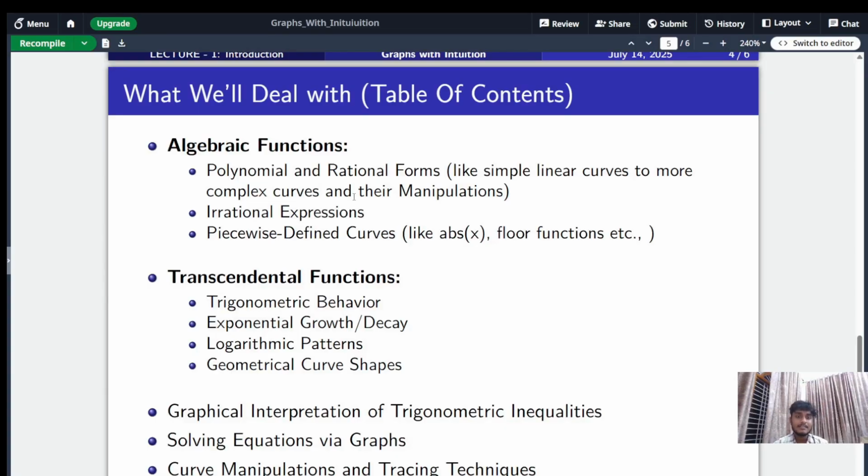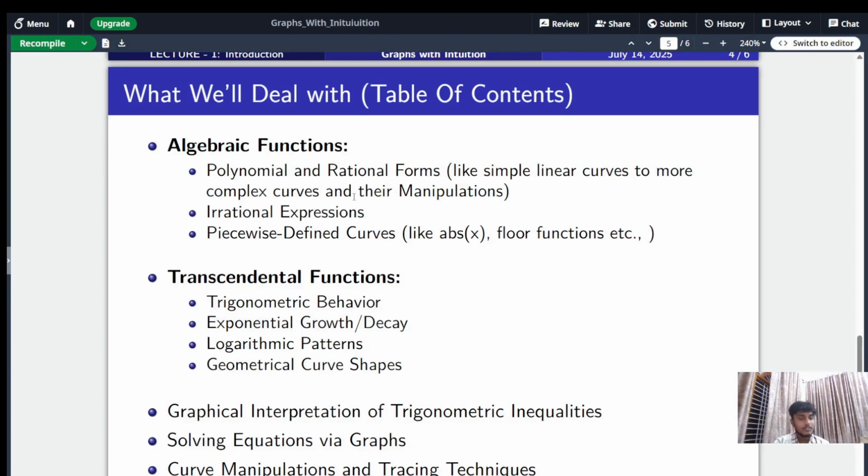And there are some piecewise defined functions like the absolute value function of x, floor function, and all those we're going to discuss. And some trigonometric functions, exponential growth, logarithmic functions, some geometric curves. There are some other aspects of graphs, like trigonometric inequalities. Let's say you have x square and some logarithm of x, and you want to solve those equations. It's generally impossible to solve more complex equations with pen and paper, but using graphs, you're going to solve it very easily.